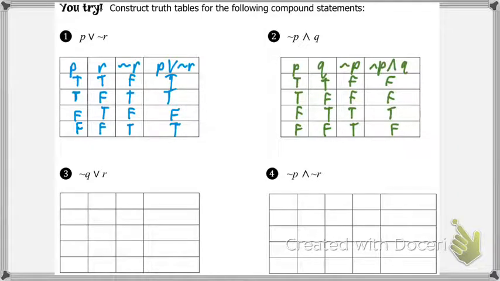We're going to skip 3, and we're going to go on to 4. How many statements do I see here? 2, P and R. What's going to follow P and R? Not P and not R, negations. And then last but not least will be our compound statement, not P and not R.